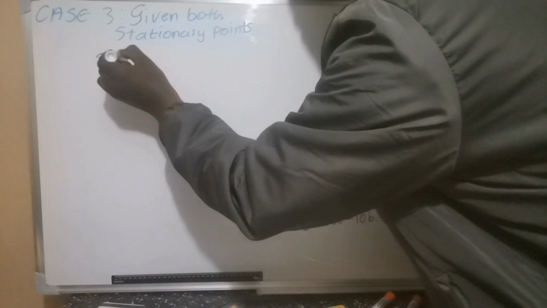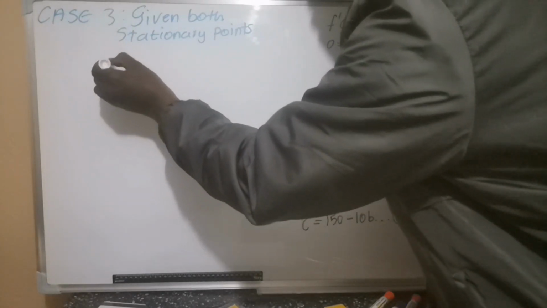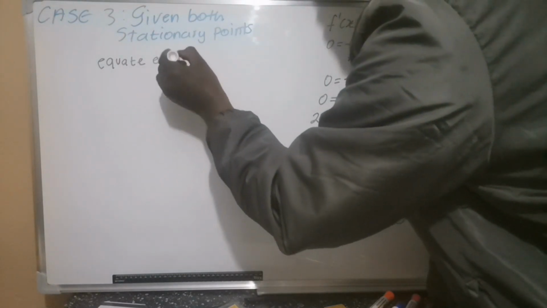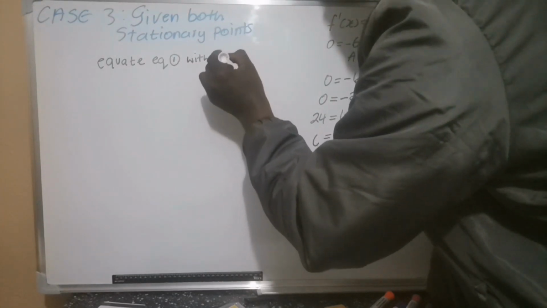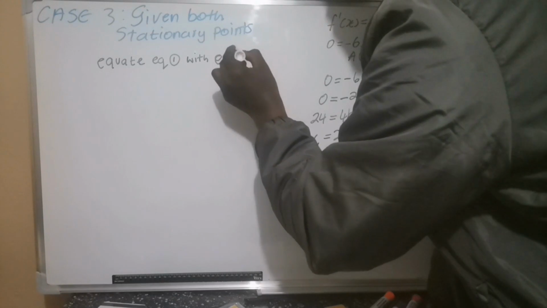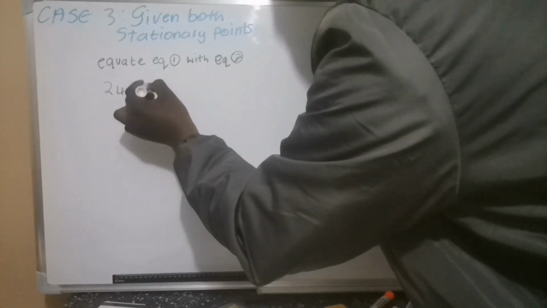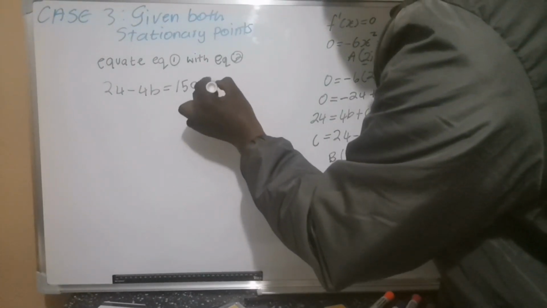So substitute or equate equation number 1 with equation number 2, because I can see that c, and I can equate the two. So I'm going to have 24 minus 4b is equal to 150 minus 10b. This is how you do it, guys.